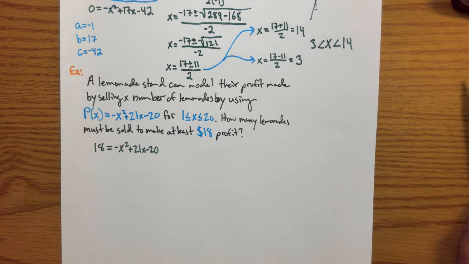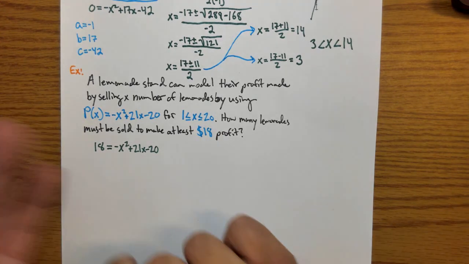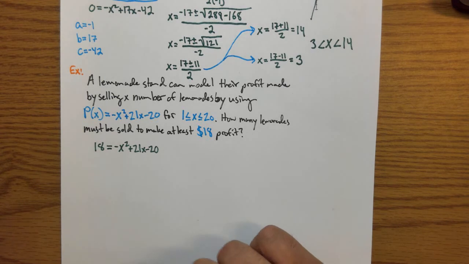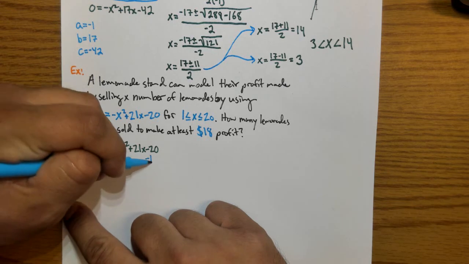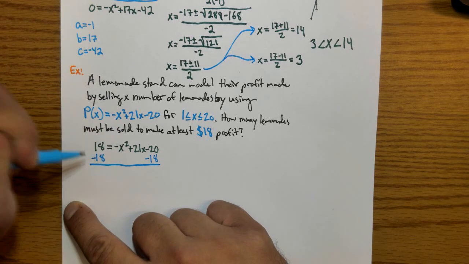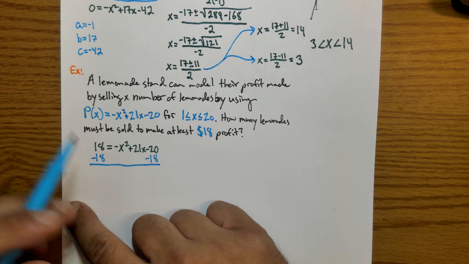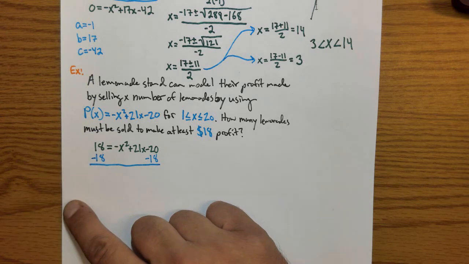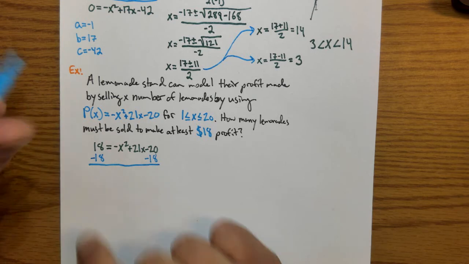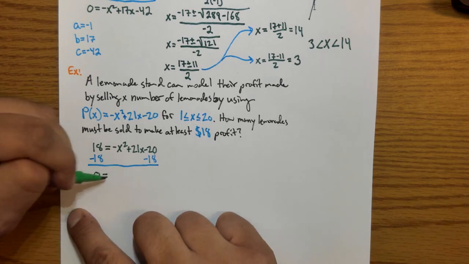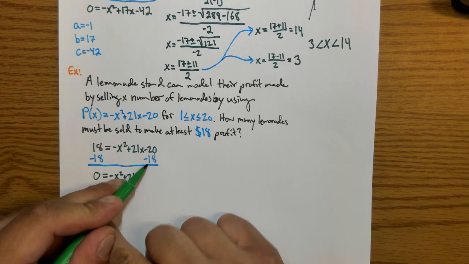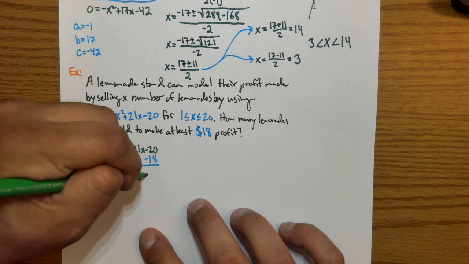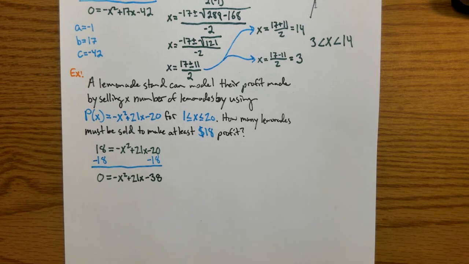So let's see here. I want to move everything over to one side. Remember, that's my first step. Move everything off to one side. So I'm going to subtract 18 from both sides. And remember, I can only combine like terms. So this is going to be 0 equals negative x squared plus 21x, and then negative 20 minus 18, that's negative 38. And then these are the numbers that I'm going to use to plug into the quadratic formula.